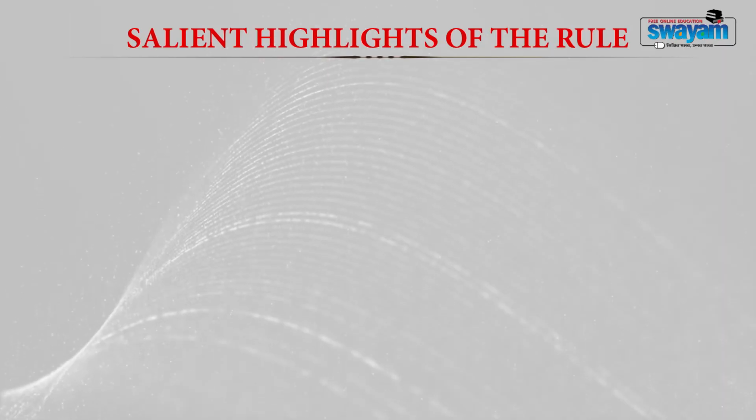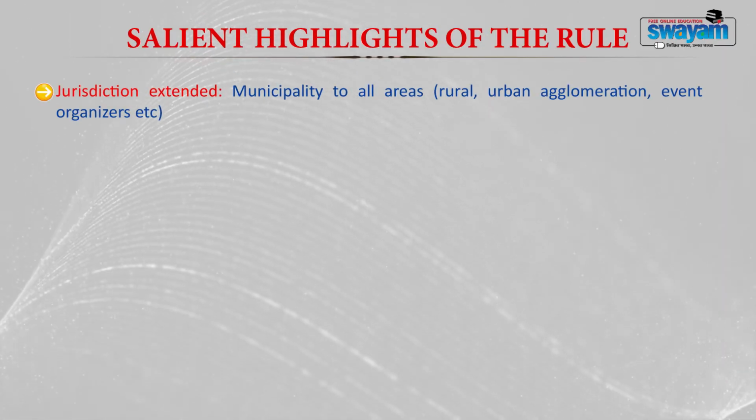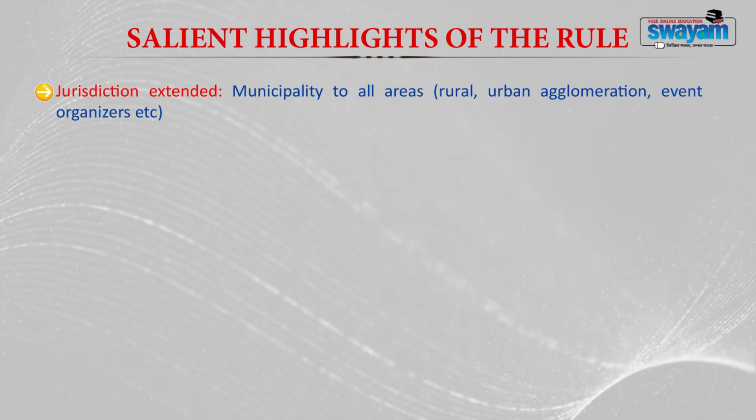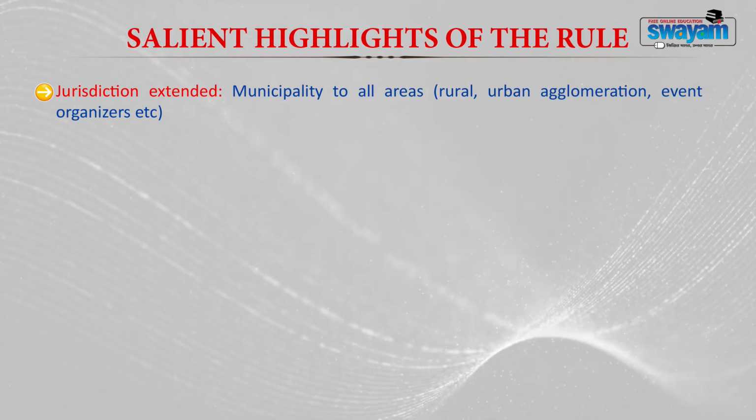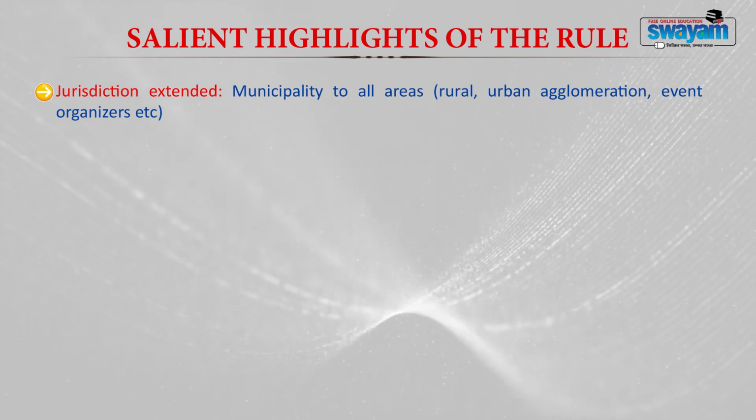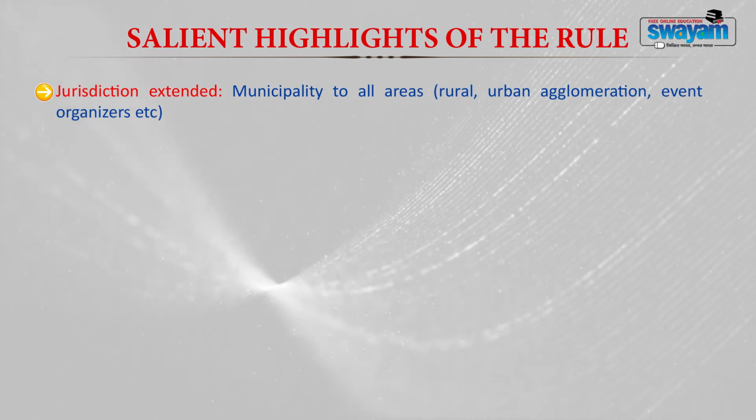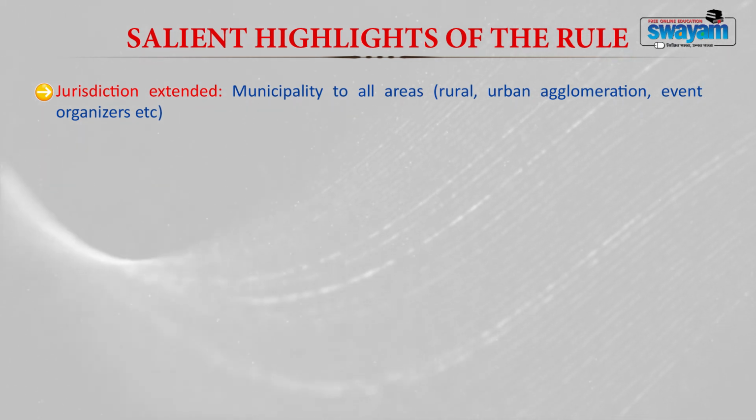Now, let us summarize the rules and look into the salient features of the rule. The salient feature of the rule, as I told you earlier, is that the jurisdiction is extended. The municipal area has been extended to rural areas, urban conglomerations, special economic zones, event organizers, street vendors and so on.